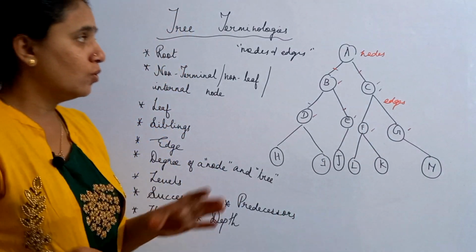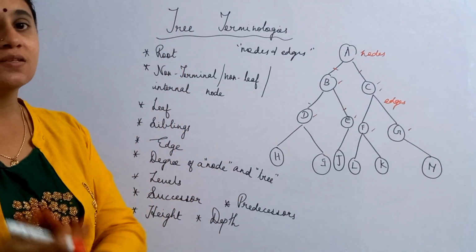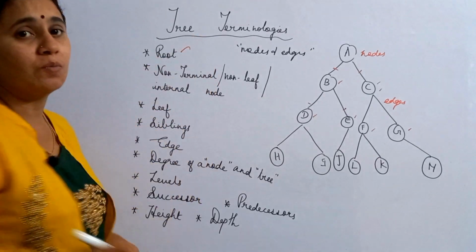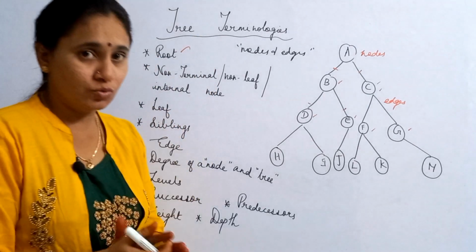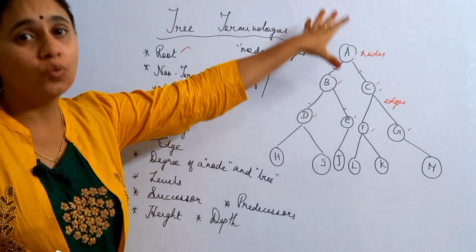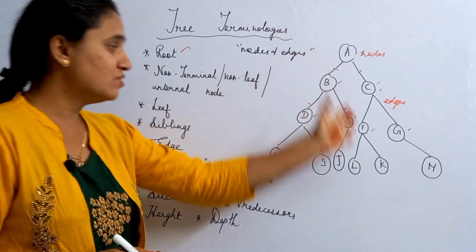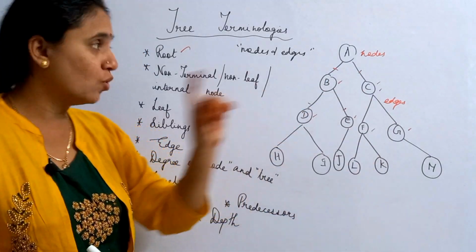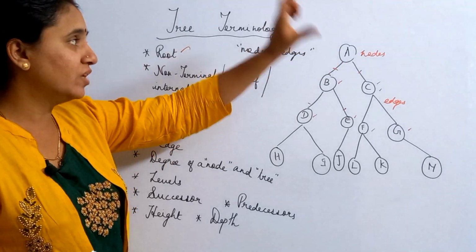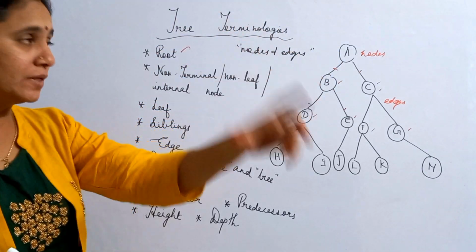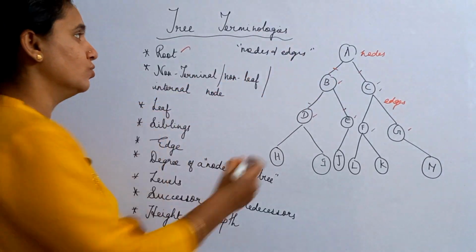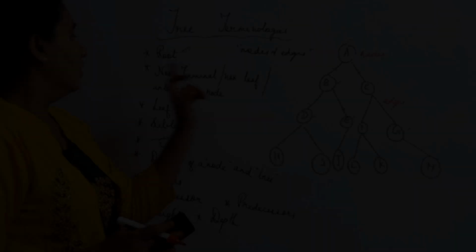Right friends, so next we are going to see its terms. First, we are going to discuss about root. So what is a root? This first element through which we are going to initialize constructing the data is called your root node. So this is called your root node. The first and foremost element present in your tree data structure is called your root node. So this is your root.